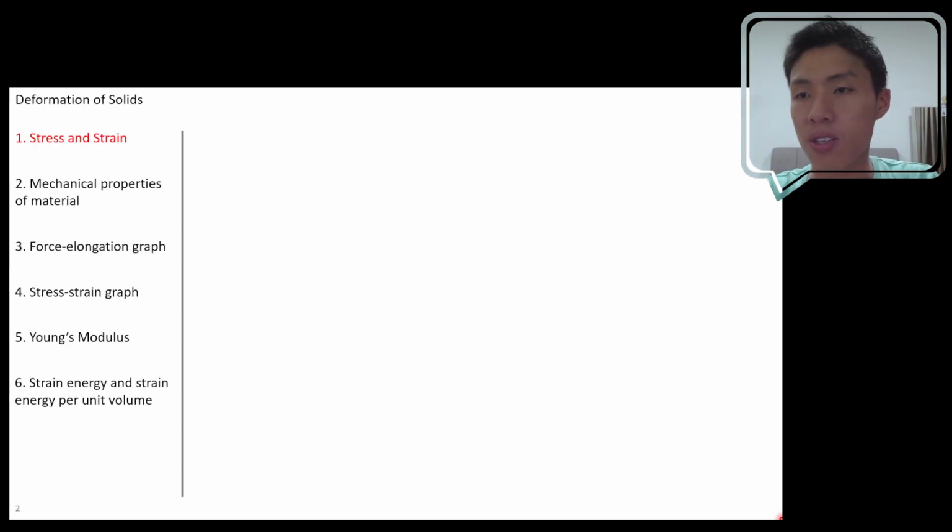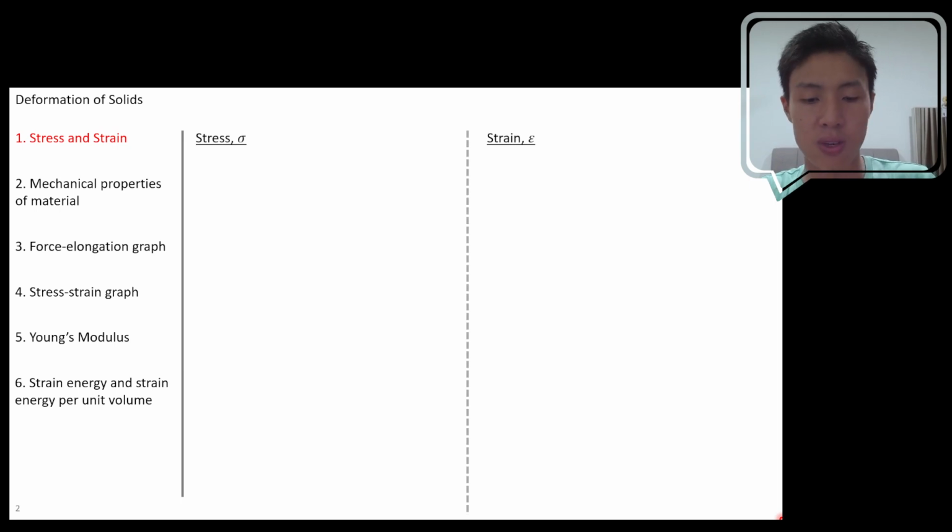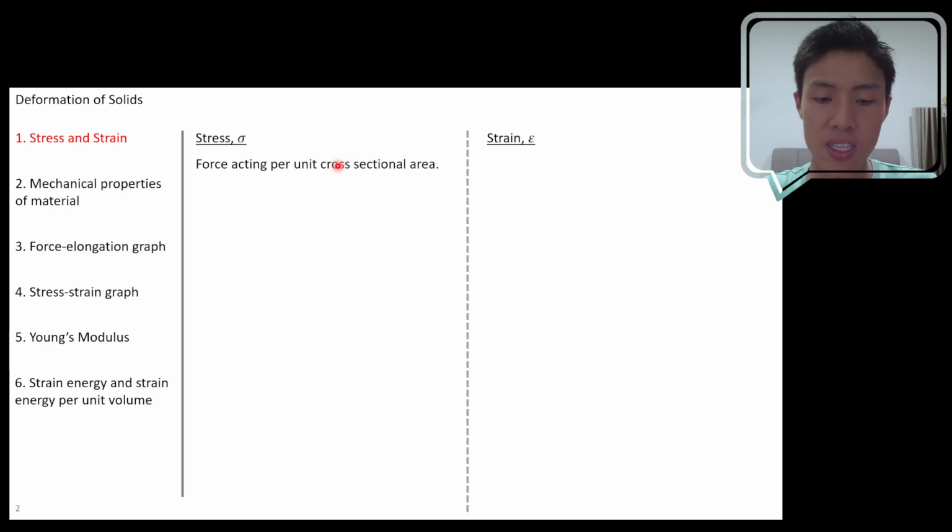Okay, so without further ado, let's talk about the two important parameters when we talk about deformation of solid, which is stress and strain. So stress, we can represent it with a symbol of sigma. It's the force acting per unit cross-sectional area. So it's force per unit area, so you can deduce the equation for stress, sigma, equals force divided by area. Let's understand this equation in greater detail.